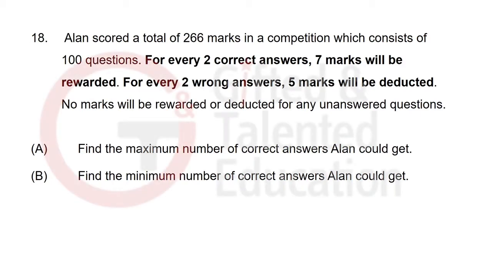Question 18. For every 2 correct answers, 7 marks will be rewarded. For every 2 wrong answers, 5 marks will be deducted. So, what do they mean?